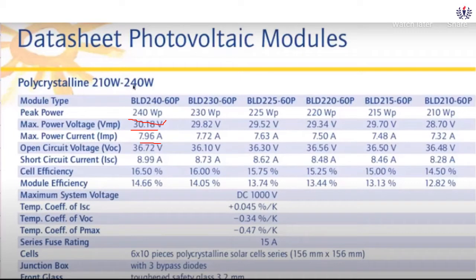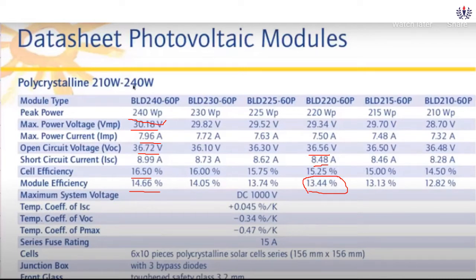Open circuit voltage is 36.72 and then 36.56. Here the short circuit current is 8.99, 8.48 and the cell efficiency also shows a reduction, that is 16.5 to 15.25, and the module efficiency is 14.66 to 13.44%. So this is the deviation between the different types of modules.